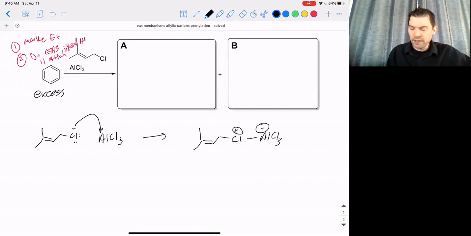And this initial adduct always kind of makes me uncomfortable because I'm so used to chloride only having one bond that drawing it with two is really kind of strange to me. But nevertheless, this Lewis acid, Lewis base adduct is going to be quite critical.